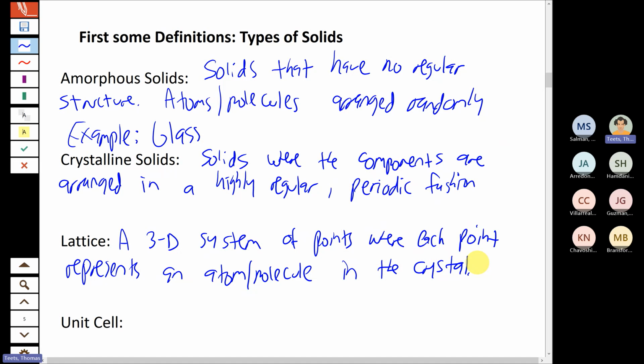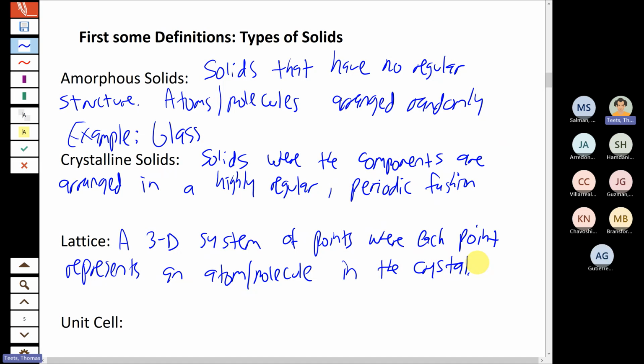So a lattice is basically a system of points that repeats in all directions. A three-dimensional lattice would be one that repeats in all directions. And in a chemical compound, in a crystalline solid, those points would be the atoms or the molecules that make up that substance.